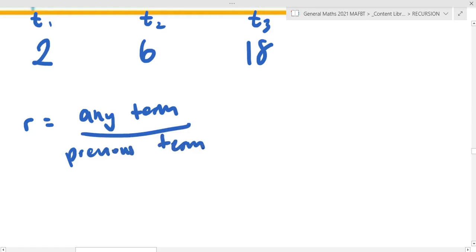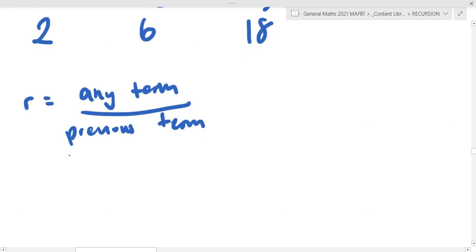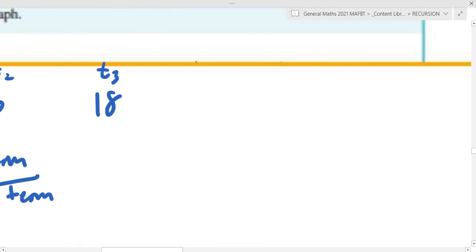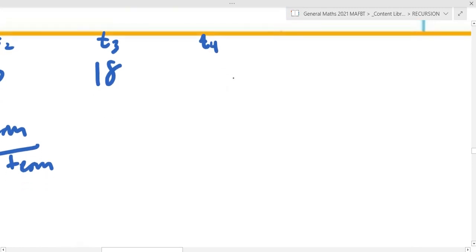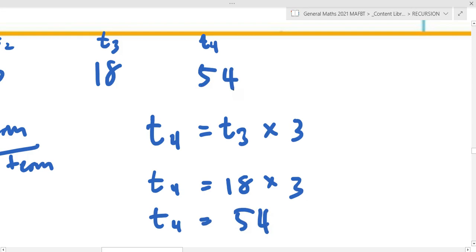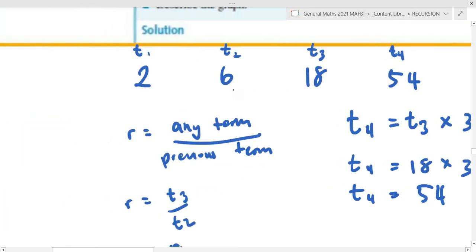Which one should I use? Nick, give me any number. Okay, 18 and 6, so we'll go T3 divided by T2, which is 18 divided by 6. Good. So 3. I'm looking for T4. As working out, it would be T4 equals T3 times 3. So T4 is 18 times 3, which equals 54. Easy. There's the fourth term, 54.